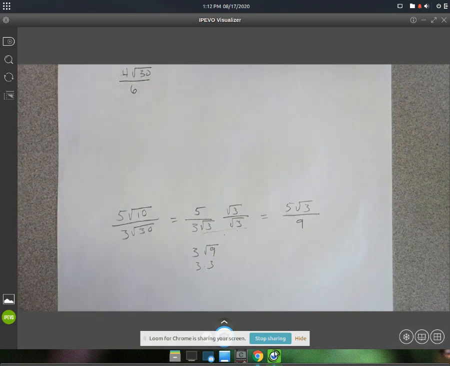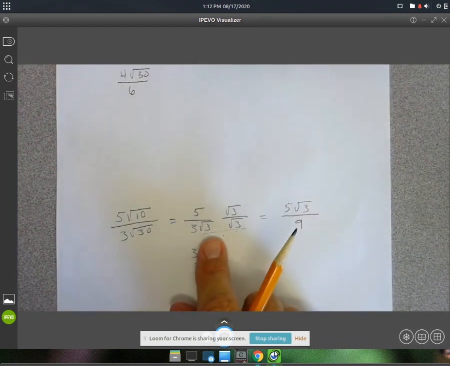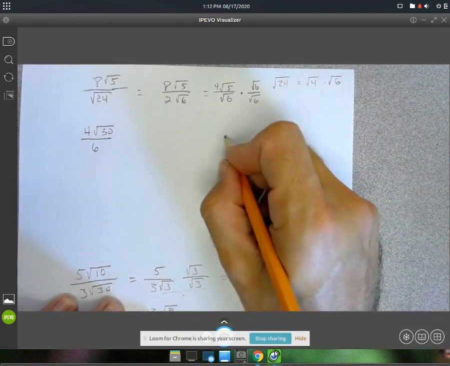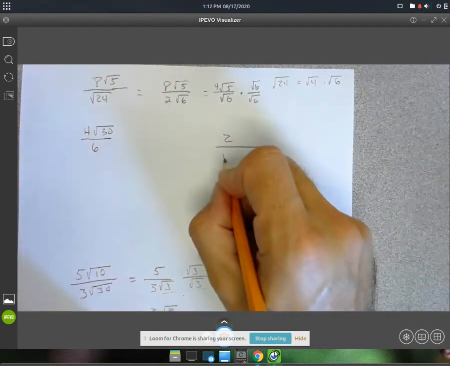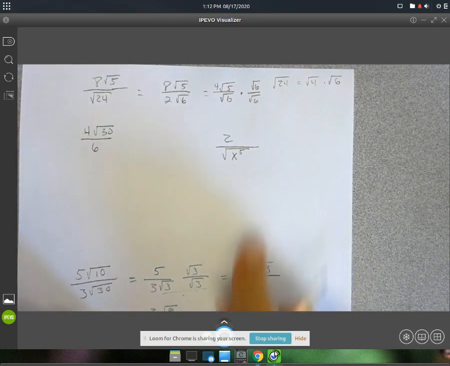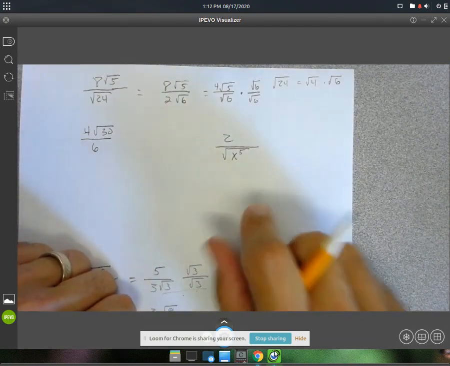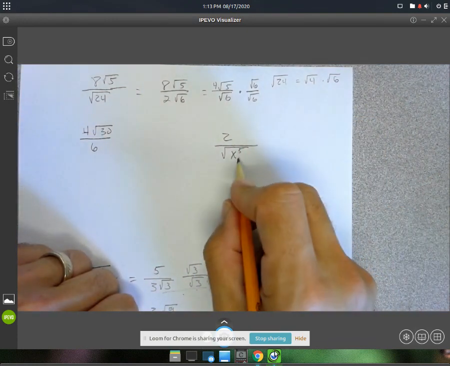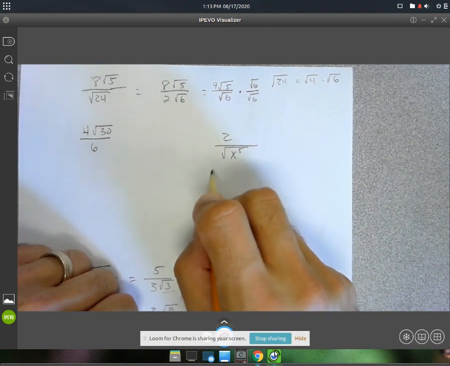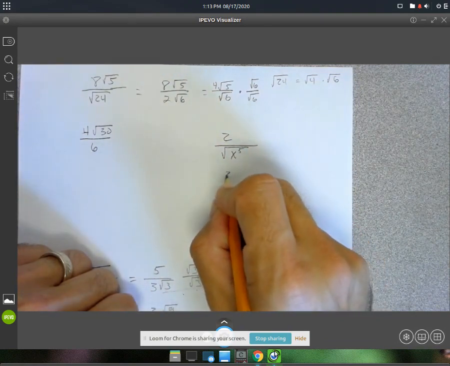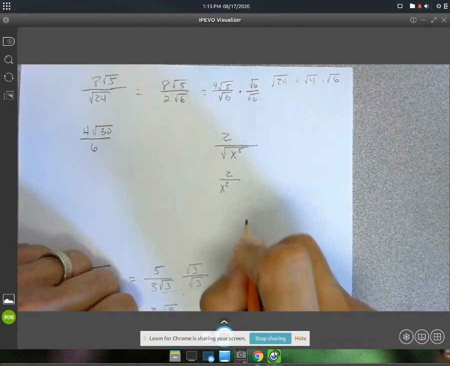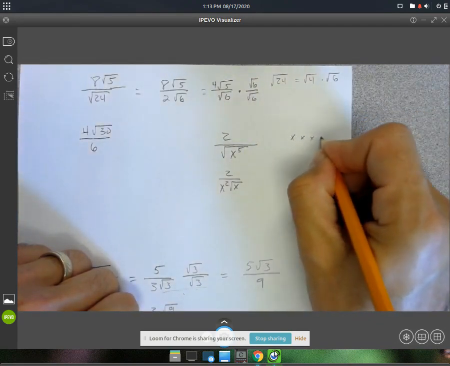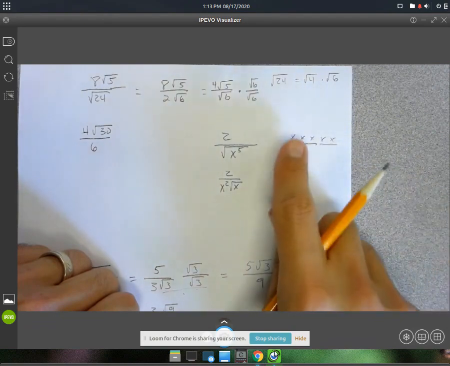All right. Same thing, if let's say you had a variable here, you would work it out the exact same way. I guess we can go ahead and squeeze one in right here. Let's say you had 2 over the square root of x to the 5th. Well, let's simplify x to the 5th first. You've got 5 of them, so you want to pull out as many groups of 2 as you can. So that's going to be 2 groups of 2 on the outside and 1 left over on the inside. So that gives us 2 over x squared root x, because there were 5 x's. So 2 groups of 2 and 1 left over.